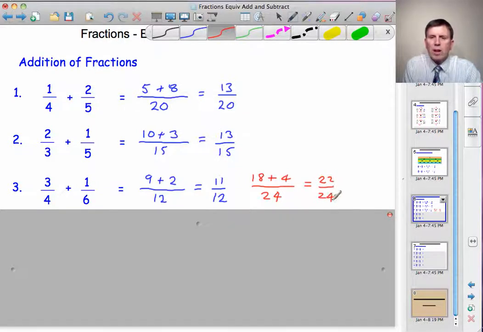But if I look at this fraction, I can see I can give it in a simpler form. I can cancel by 2. 2 goes into 22 11 times, and 2 goes into 24 12 times. So I end up with the exact same answer. If I leave it like that, I may be penalised in an exam for not giving it in its simplest form, but it's still the correct value.